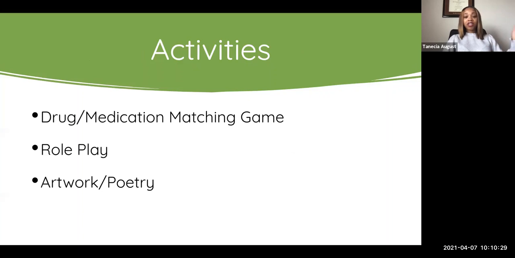So today we're only going to discuss 3 activities that we may use in this program. And the first one that we'll go over is the drug and medication matching game. And I'll explain what you will need for this activity and also the role play and the artwork and poetry. And I'll give some examples of how those activities will work.